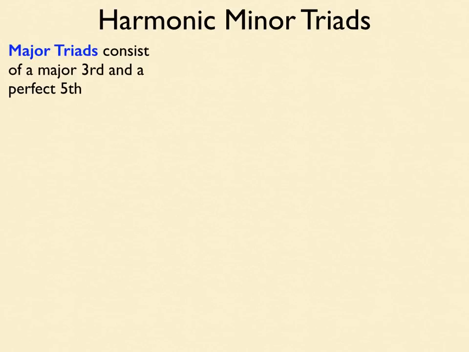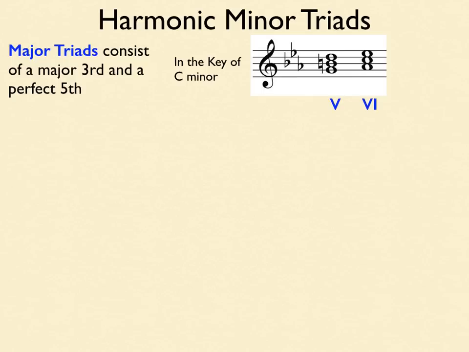So the major triads, as we know from the major key triads, consist of a major third and a perfect fifth. And in the key of C minor, major triads are usually going to occur on your dominant and your submediant triads, or on your fifth and sixth chords. Because you have the raised seventh on the dominant triad, that's what makes it a major triad. It gives it that major quality. And also the submediant triad was actually minor when we were in major keys, and this time it's major when we're in a minor key.